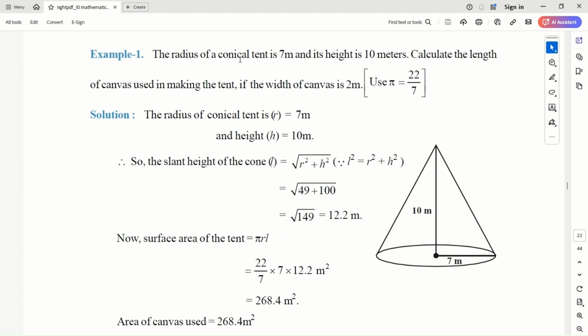The radius of a conical tent is 7 meters and its height is 10 meters. Calculate the length of the canvas used to make the tent. Now, what is the length of the canvas?